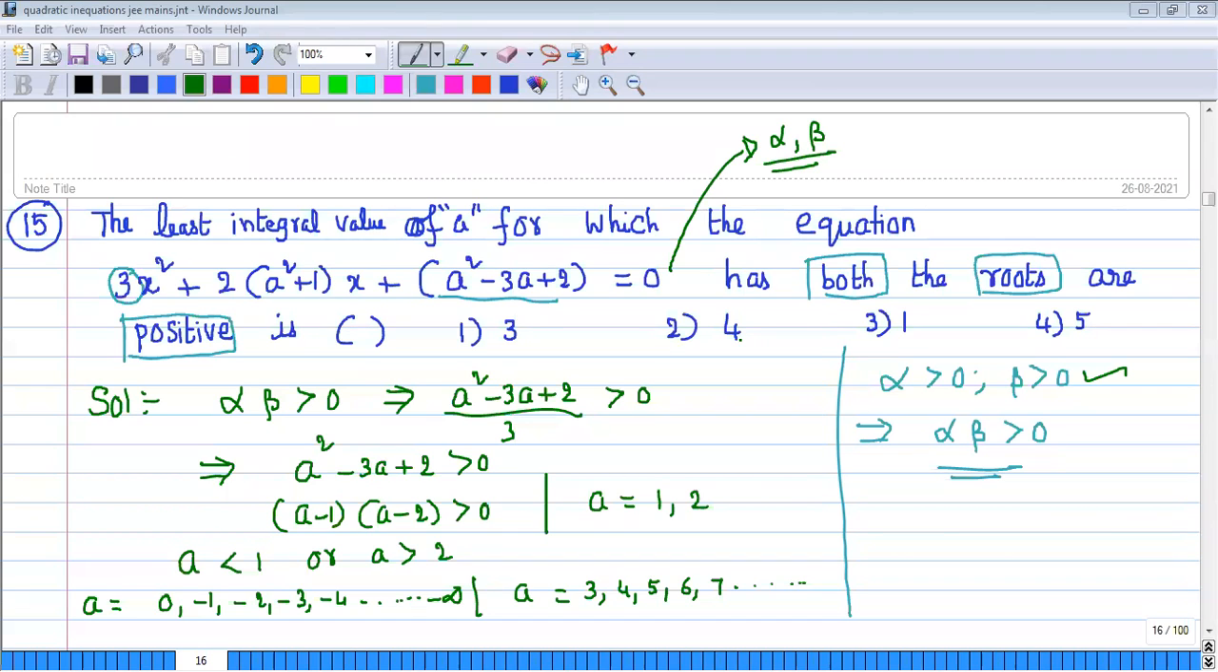Okay. Let us change the question here now. The least positive integral value, that will be 3. So the first option is the right option.